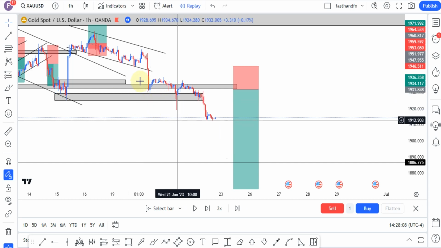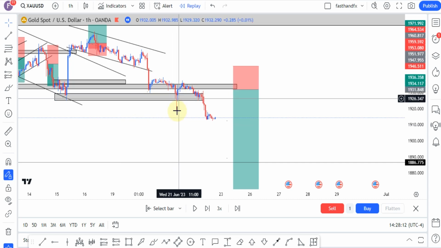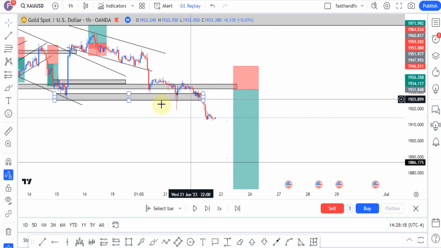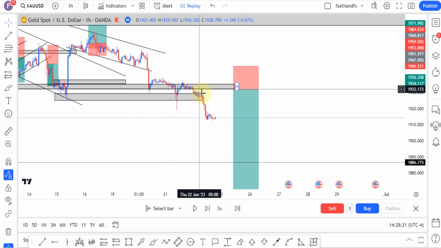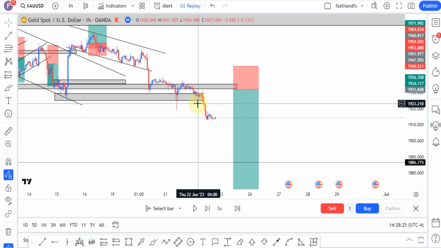So the market did come down, went up a little bit, came down, gave us a false breakout, went back a little bit, and it came down. This candlestick did close below this area. So after closing below this area, we could have taken our sell entries at this point.